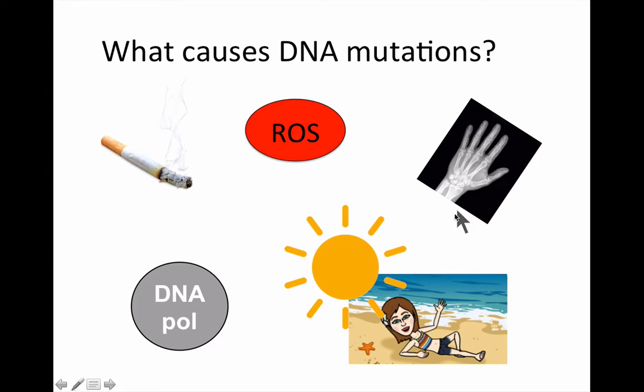Exposure to X-rays or UV light can also induce damage. And then finally, DNA polymerase, it's the enzyme that copies our DNA. It's not perfect. It can make mistakes, and that can lead to mutation as well.